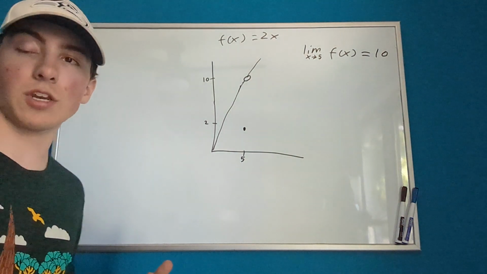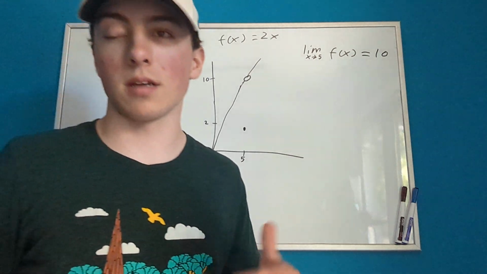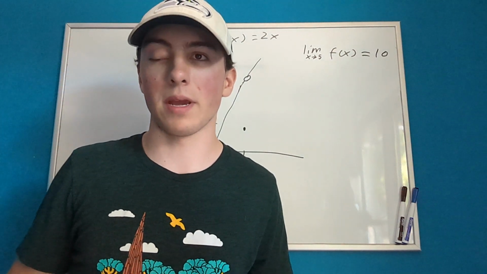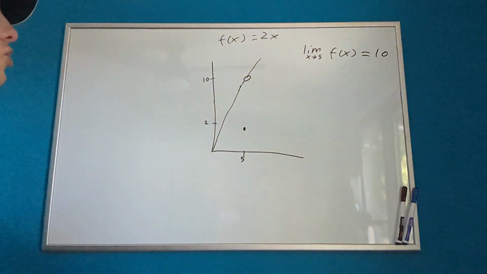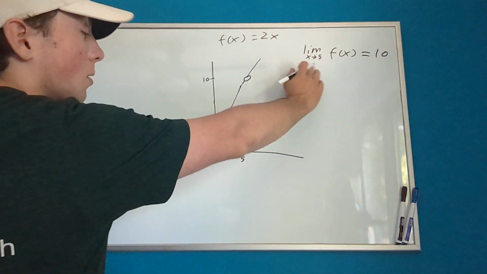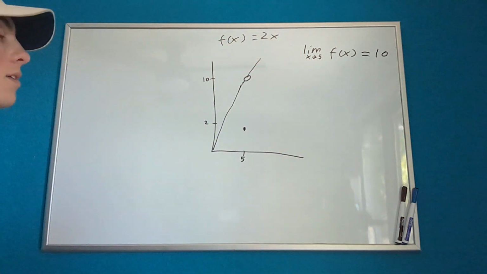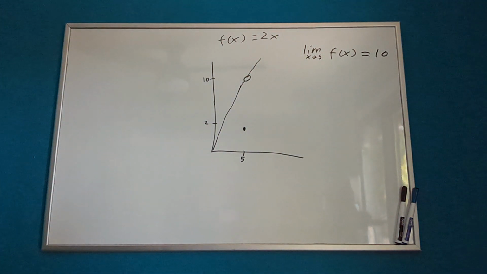Well, the easiest way to do it in this case is through direct substitution. You're not going to be able to do that all the time, but in this case, this is a very basic scenario. You can just take f of x equals 2x. We're approaching 5. You substitute 5 in. 5 times 2 equals 10. That's the easiest way to do it.